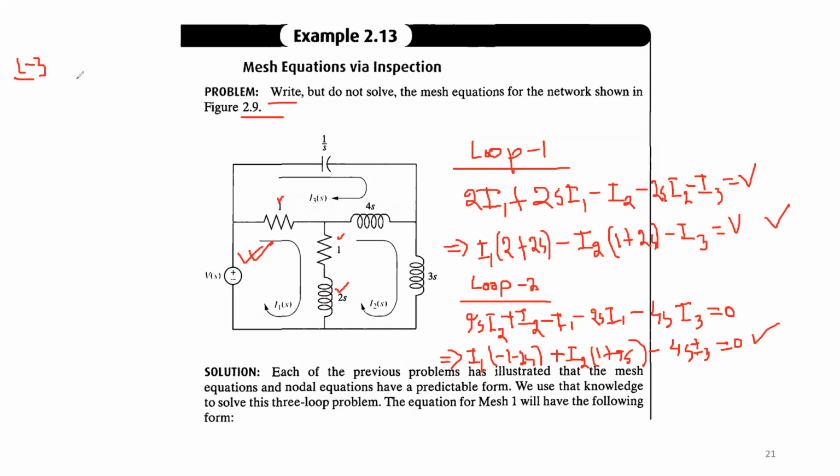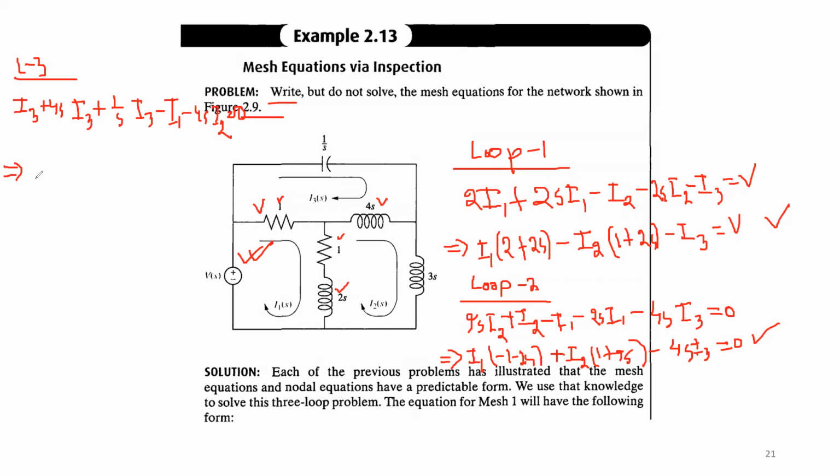Now loop three. For loop three, first write these equations. Are you with me? Are you following? Guys, try to understand. Yes, sir. Okay, for this one, first this is R, so I3 and value is 1, plus 4s I3, plus 1 by s I3, minus I1, minus 4s I2, is equal to 0.